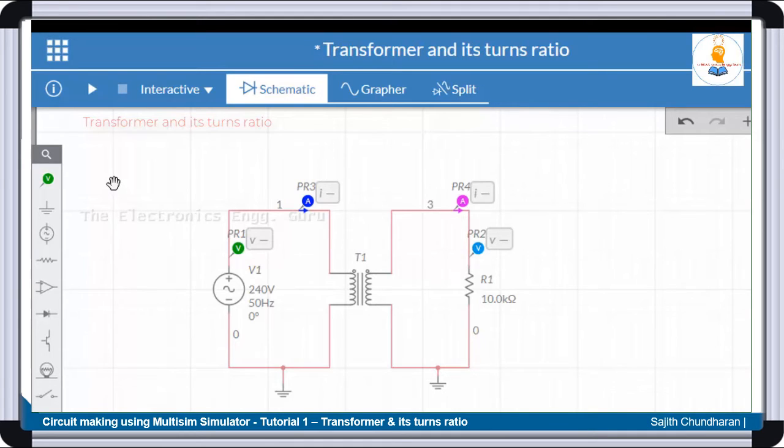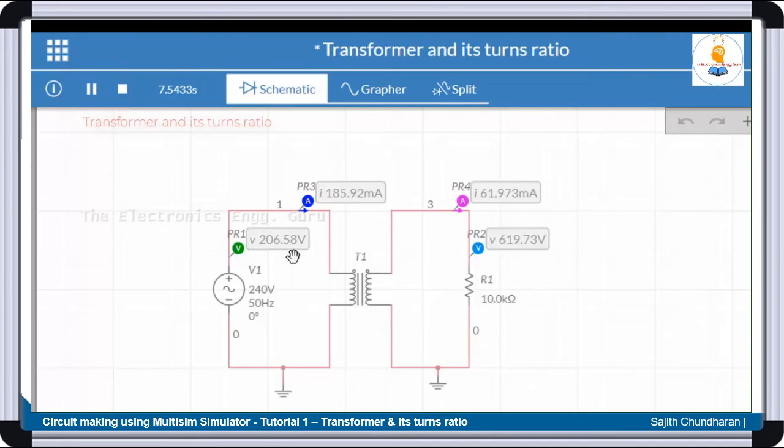Right, now let me run this circuit. For running, you have got to come over here. You can see run simulator, so I can run it by clicking on this run button. You can see that the voltage and current in both the primary and secondary are continuously changing. You can pause it at any time you want.